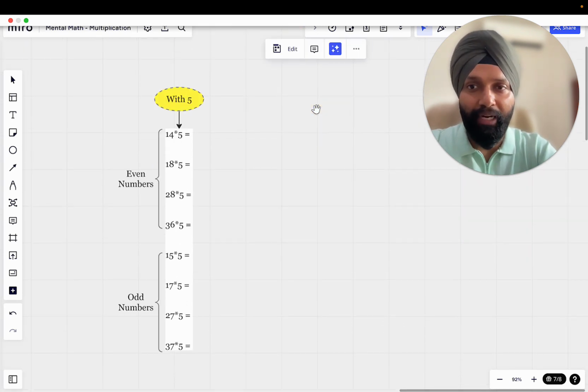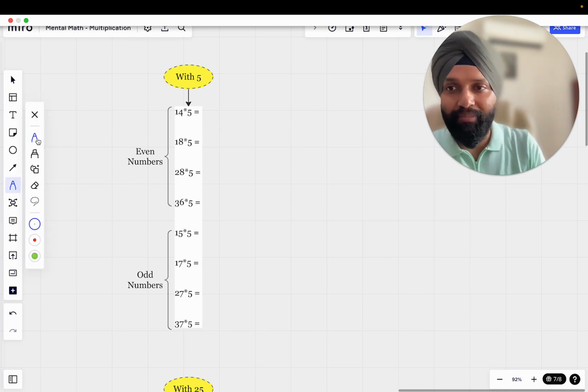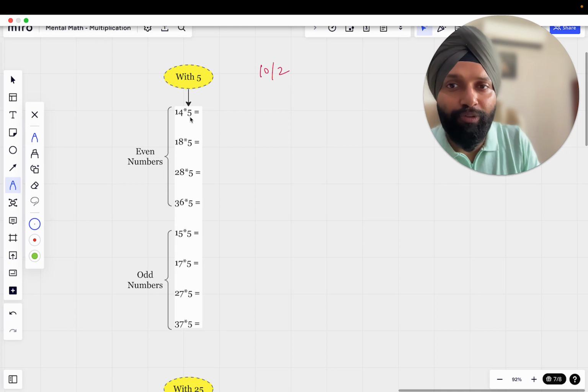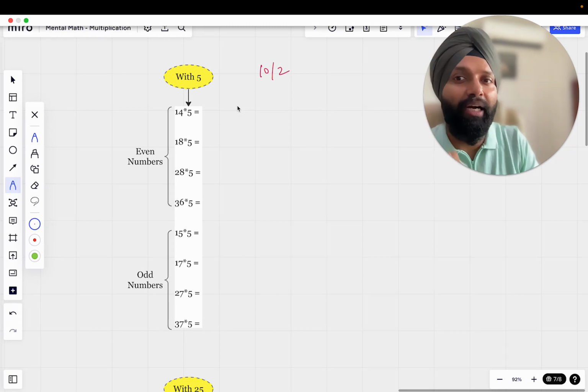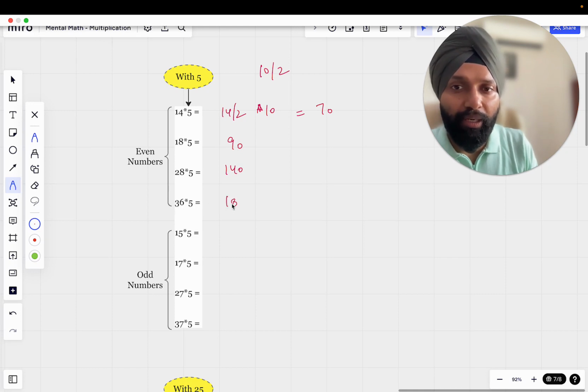So let's start with 5. When you are multiplying with 5, one way you can handle that multiplication is thinking of 5 in terms of 10 by 2. So when it's 14 into 5, you look at 14 into 10 by 2. Instead of multiplying with 10 first, you can divide by 2 first. So you'll get 14 by 2 and then you can multiply with 10. So that will be 70. Similarly, 18 by 2 is 9, so it's 90. 28 by 2 is 14, so it's 140. 36 by 2 is 18, so it becomes 180.